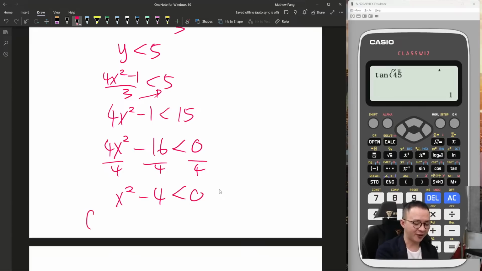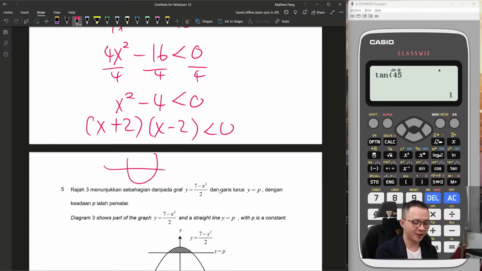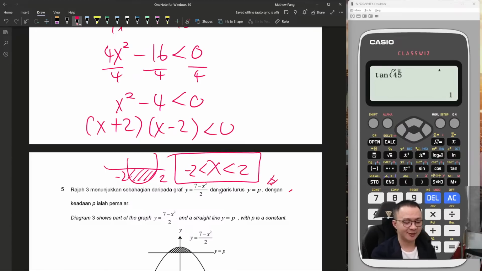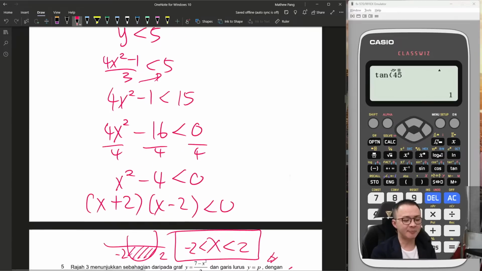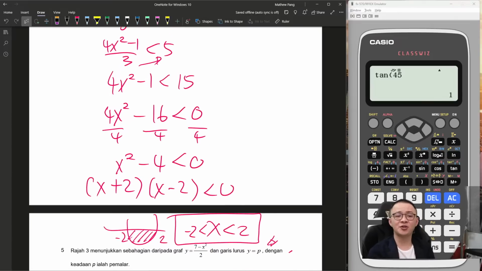Then this one I can factorize, right? x plus 2 times x minus 2 is less than 0. Then this is a quadratic inequality. You get negative 2 and 2, right? So less than 0 is in between. x is in between negative 2 and 2. Okay, this is the final answer. Done. It's just a simple inequality, so ensure you solve carefully.